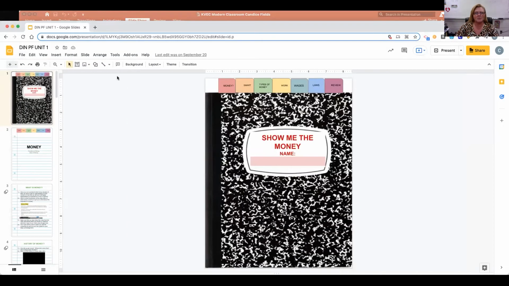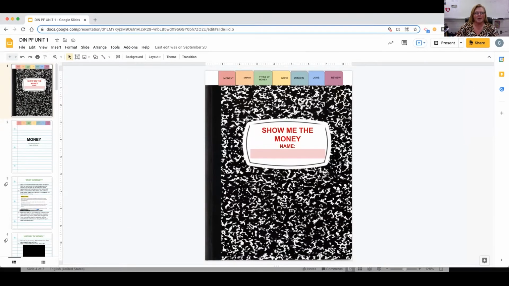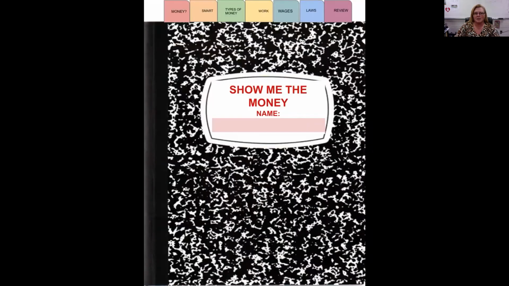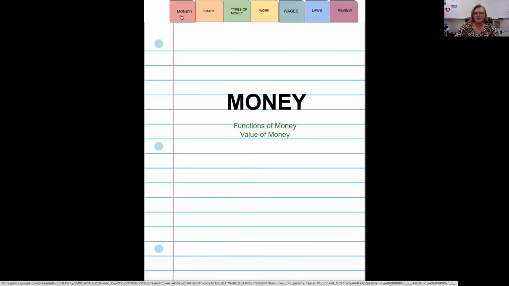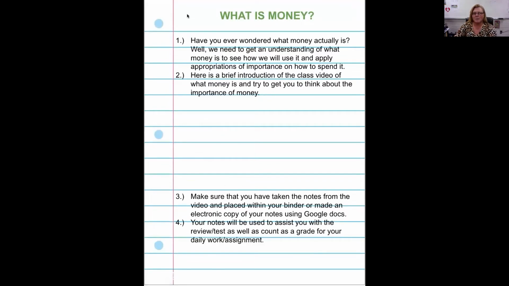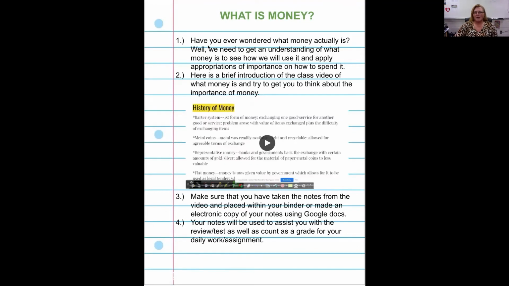Real quickly, this is my digital interactive notebook, and I designed it to make it look like a notebook. When you view this Google Classroom slide and look at it, all the links work and all the pages work. Sorry about it, give just a second and let it pop up. It looks like a notebook, so it's kind of like what they do. They can add their name to it. They can click on the different lessons and go through, like the first one, money, and then it asks your bell ringer, have you ever wondered what money actually is? They answer this, well, I need to get an understanding.